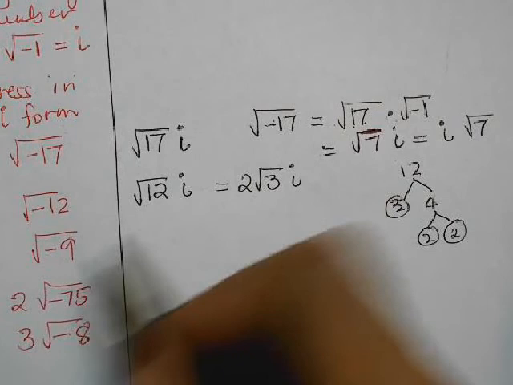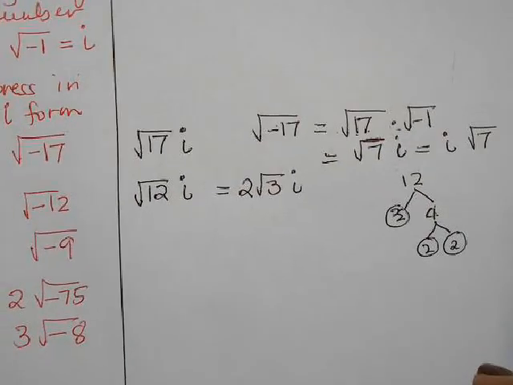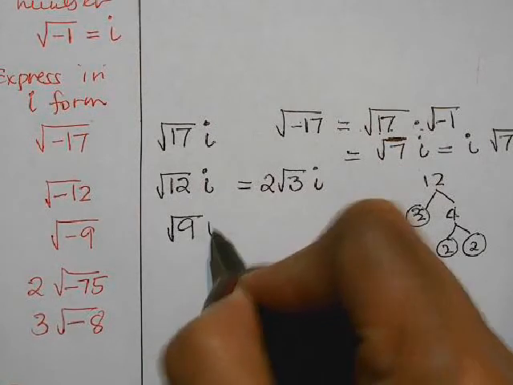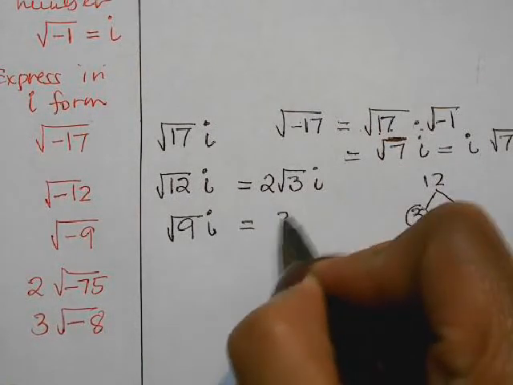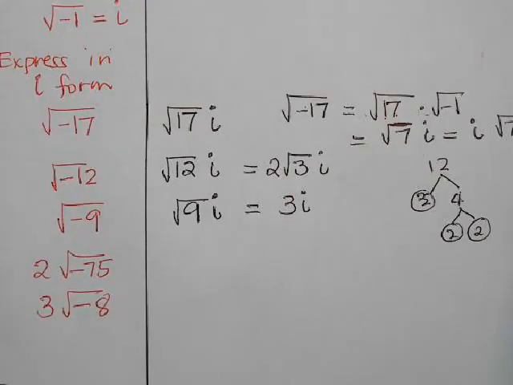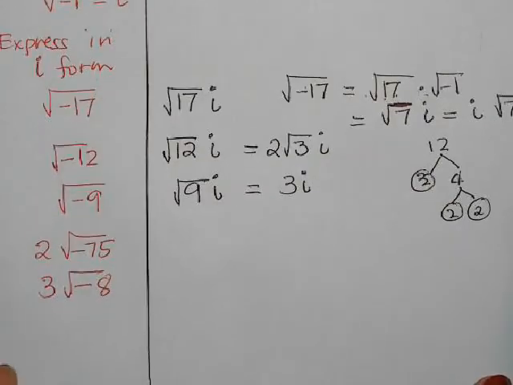Okay. The square root of negative 9, that's a perfect square. So that will be the square root of 9 times i. But the square root of 9 is 3. So 3i. Then 2 times the square root of negative 75. If you know this, then pause the video and solve these last two.